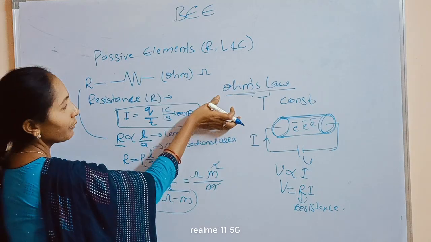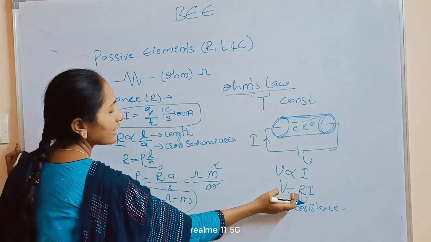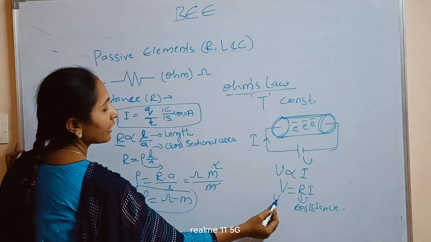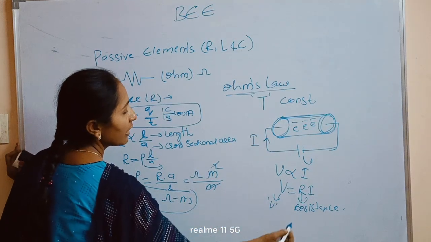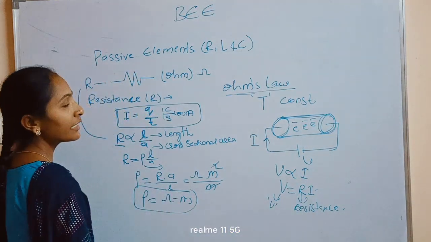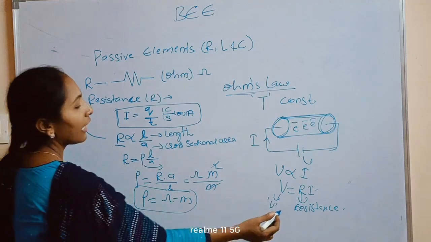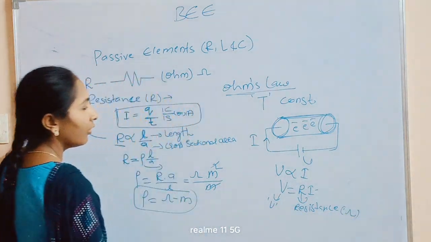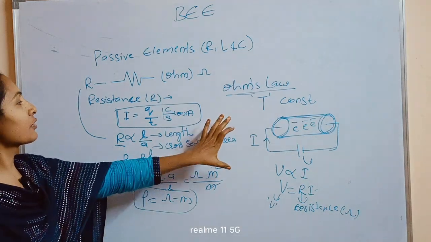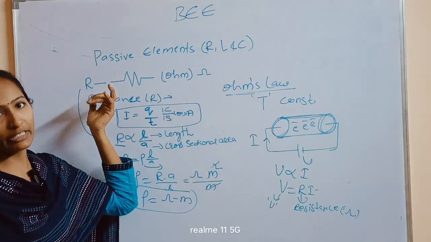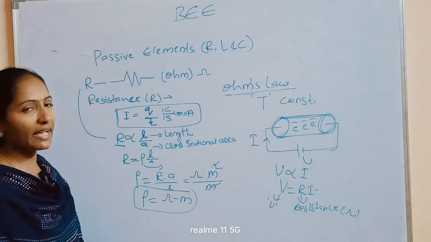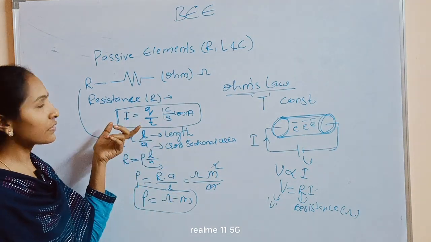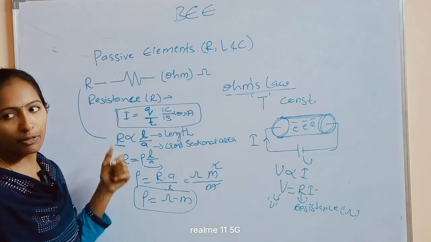Okay, so based on this Ohm's law, we get a resistor here. Here V is nothing but voltage, measured in volts, I is nothing but current, measured in amperes, and R is nothing but resistance, measured in ohms. After completing Ohm's law, we can consider different types of active elements as well as passive elements. Now, this is a resistor, having a resistive property.